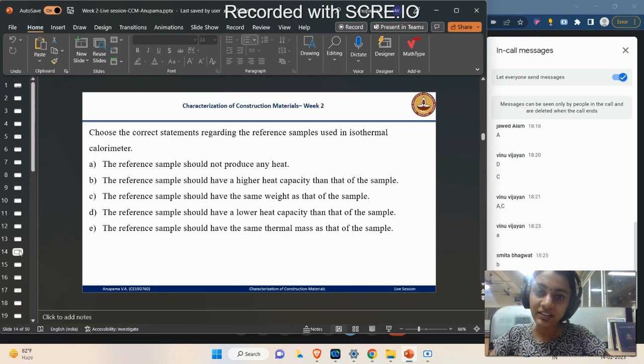Shouldn't produce any heat, should have a higher heat capacity than the sample, should have the same weight as the sample, should have a lower heat capacity than the sample, or option E, have the same thermal mass as that of the sample. So choose the correct statements regarding the reference samples. I'll give a minute for this. Read carefully and please answer.